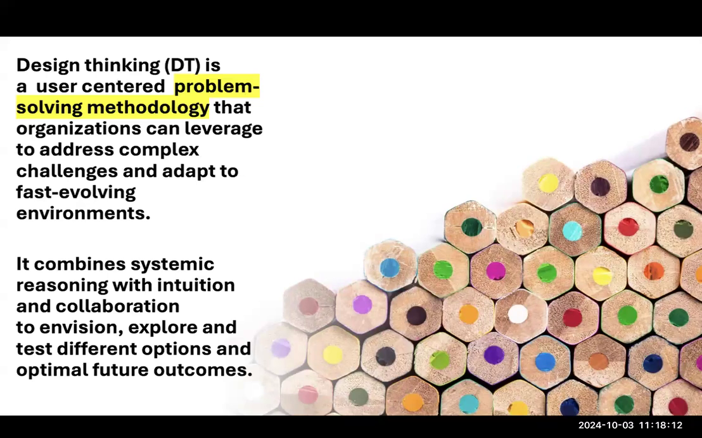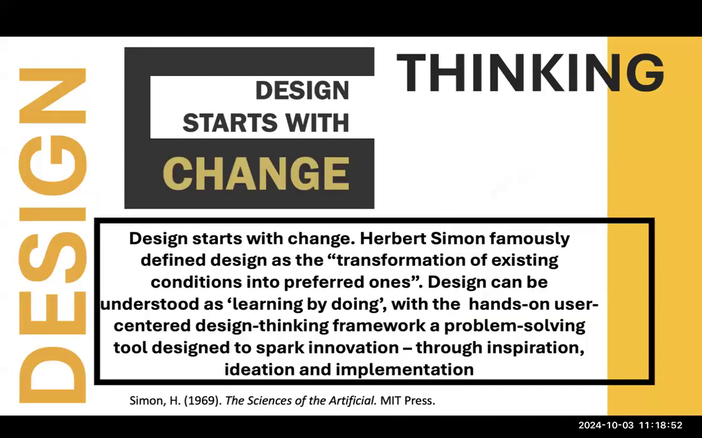And the value of design thinking really is twofold. First, it combines systematic reasoning, so there's a process for figuring out what's going on, with intuition and collaboration. So you're working together with others, ideally, and pretty much always actually in partnership with the end users, or the people that are going to use the product or service or system that you're redesigning or trying to redesign. We're working together to envision, to explore, and to test different options and optimal future outcomes. So it's a really good way to think of design thinking as being a process for solving complicated problems. And it's a process that has specific steps to it.